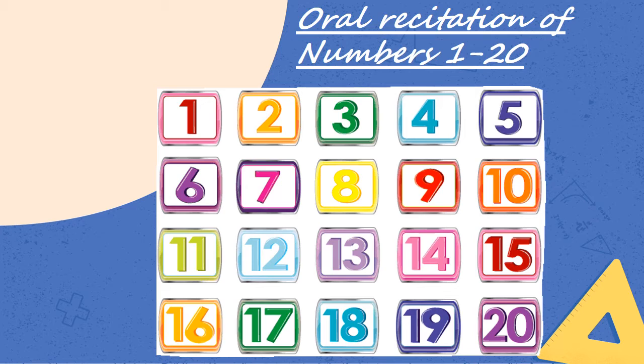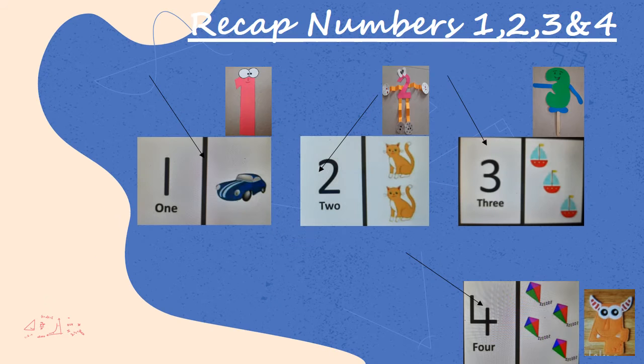So, just now we had the oral recitation of our numbers 1 to 20. Now, let's have a quick recap of numbers 1, 2, 3 and 4. Children, I have the flashcards of all these numbers over here for you. So, let's start the recap.